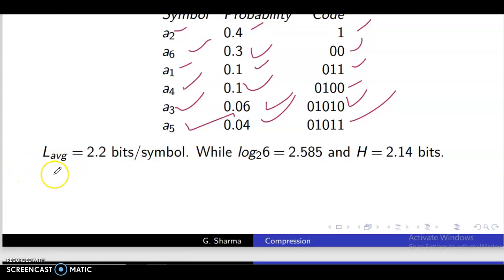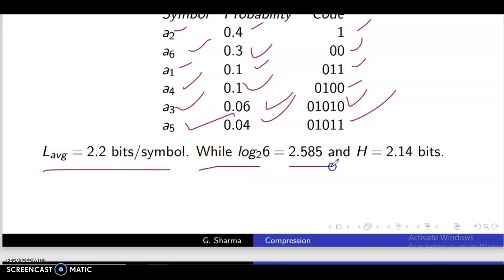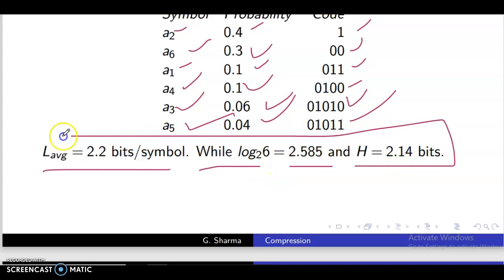L average is 2.2 bits per symbol, while log base 2 of 6 equals 2.585 and H equals 2.14 bits.